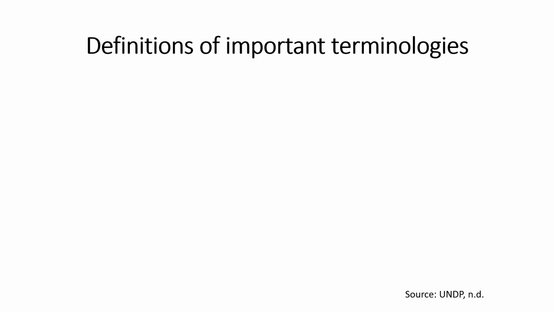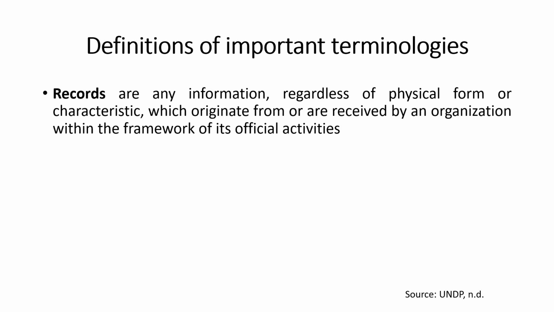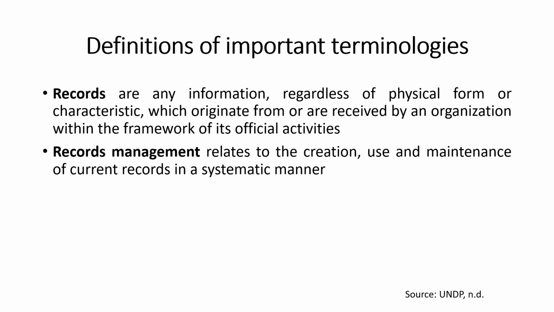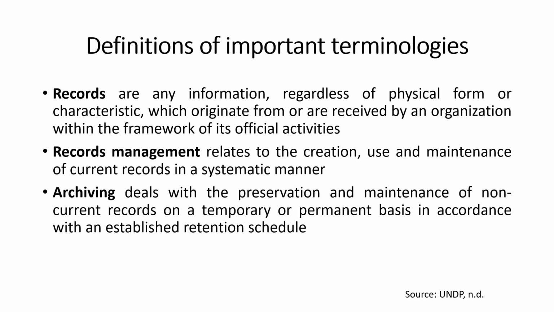Definitions of important terminologies. Records are any information, regardless of physical form or characteristics, which originate from or are received by an organization within the framework of its official activities. Records management relates to the creation, use, and maintenance of current records in a systematic manner. Archiving deals with the preservation and maintenance of non-current records on a temporary or permanent basis in accordance with an established retention schedule. Retention schedule refers to the time limit to hold the records.